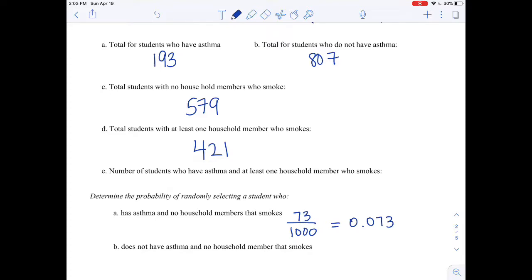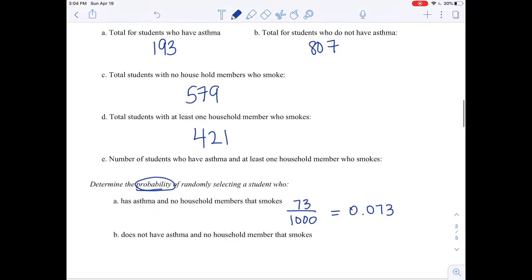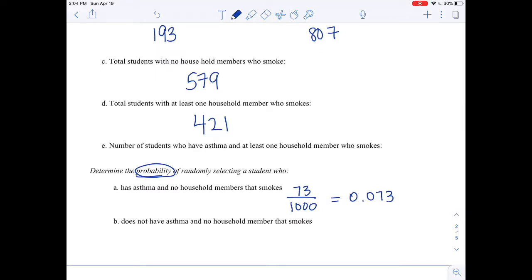Again, you could leave it as the fraction, you could leave it as a decimal, it's kind of up to you. But I just want you to see that if I want to turn this into a probability, I have to make it into a fraction, and in this case, out of 1,000 people, because theoretically, I surveyed 1,000 people.